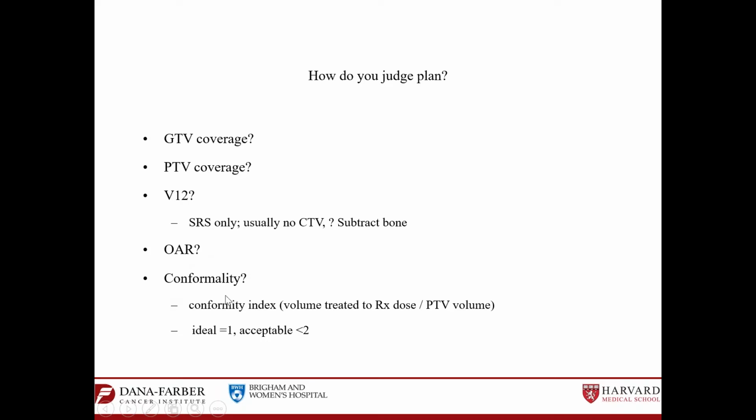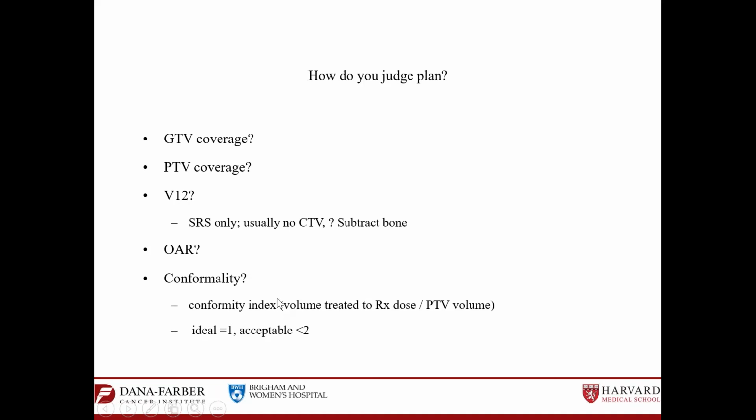And for conformity, there are indices to approve your plan. There is something called the conformity index. This conformity index is equal to the volume of the treated radiation dose volume, which is your GTV or your PTV, the volume you're treating, divided by the PTV volume. So it's logical that the ideal is 1. But in radiation planning, you will not achieve 1. So it's acceptable to be less than 2. And you will not have any problems achieving that in the VMAT era now.